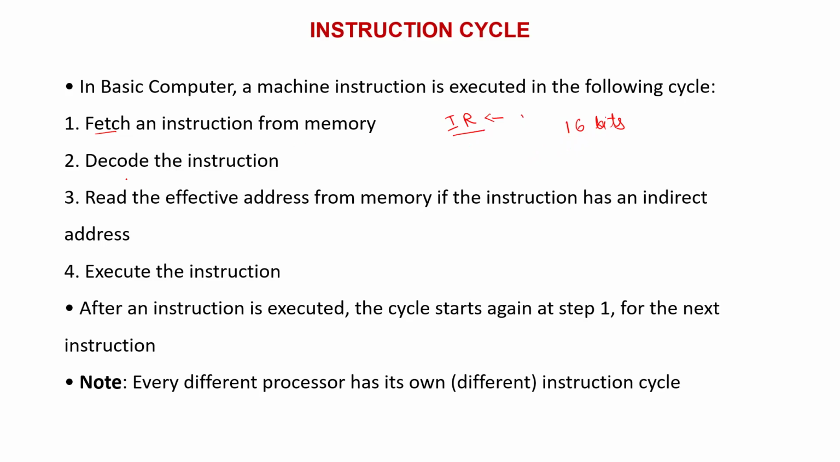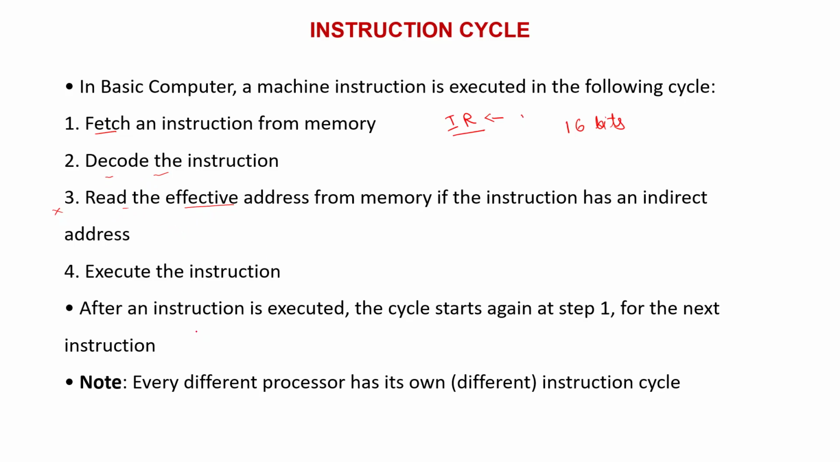On the basis of the opcode, we are going to decode. We decide which type of instruction, which type of operation will be performed here. That is the decoding. If it is the indirect address mode, which is decided by the 15th bit, then we have to read the effective address from the memory. Direct address means this third step is not required; directly we can reach the operand.